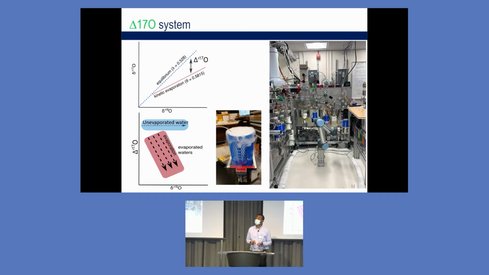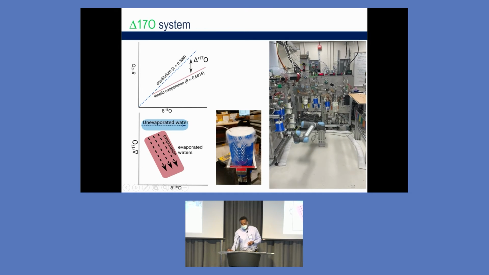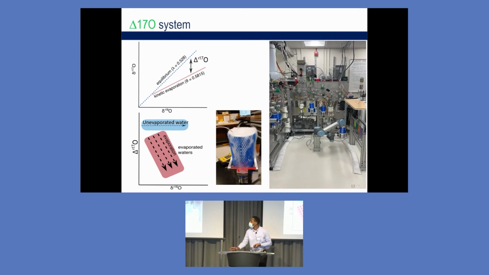We have to apply the triple oxygen measurements in order to constrain that evaporation. Because if we know how evaporated the water is, we can retrace, we can strip back the influence of evaporation, so we can understand the climatic condition, the real climatic condition of those water bodies.